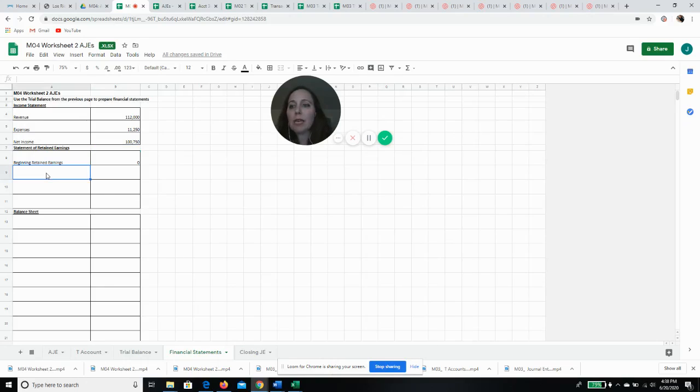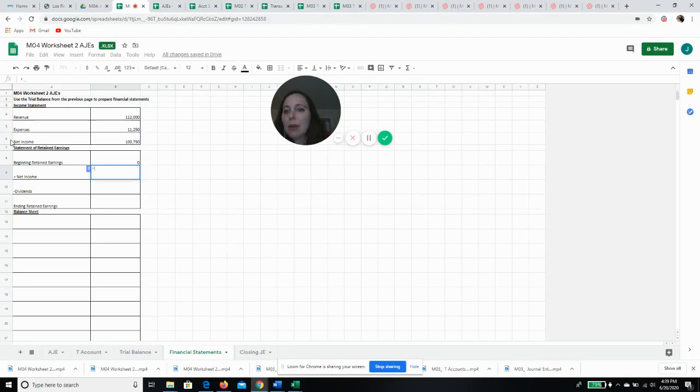Okay, now we're going to move on to our beginning retained earnings. So we know beginning retained earnings plus net income minus dividends equals ending retained earnings. All right, so our beginning retained earnings is still 0 because at the end of January, we did not do closing journal entries. We normally only do those at the end of the year, not at the end of every period. Okay, so we're still at 0 for beginning retained earnings.